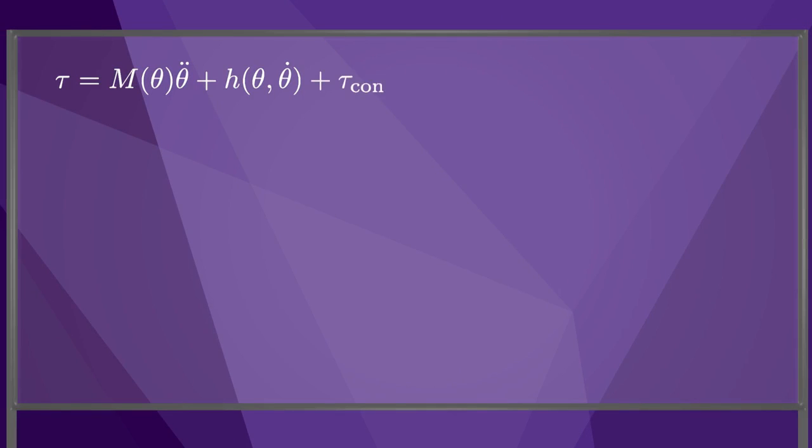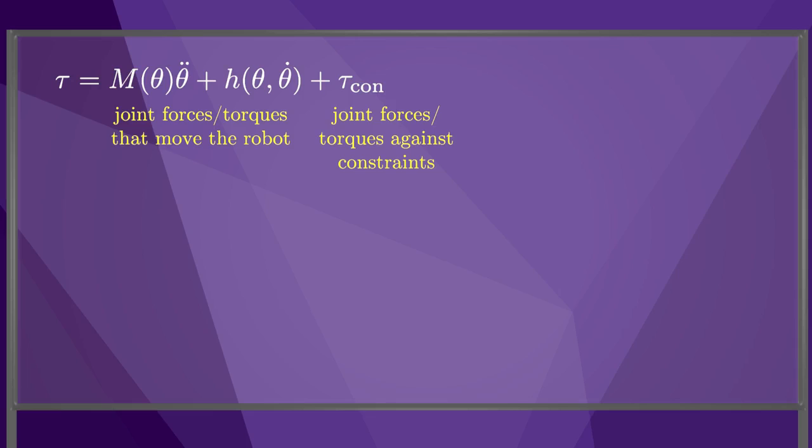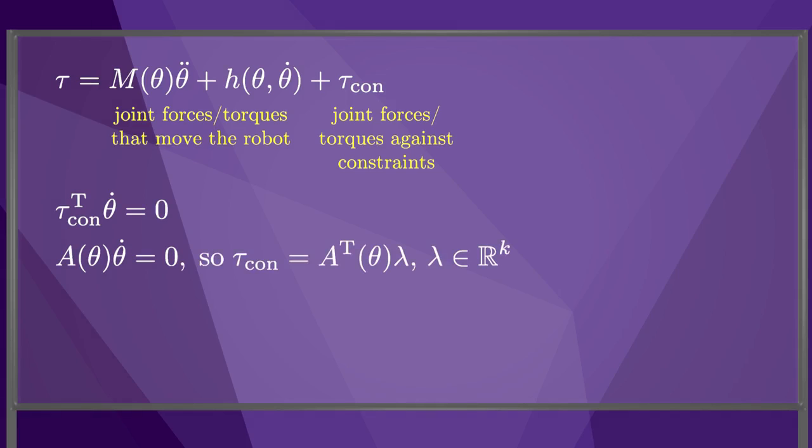With constraints, the robot joint forces and torques τ may include forces against the constraints, τ_con. Thus, the joint torques can be separated into components that move the robot and components that act against the constraints. Since the constraints are workless, the dot product of the torques against the constraints with the joint velocities must be 0. We also know that the velocity constraints have the form A θ dot = 0, so therefore the constraint torques must be a linear combination of the rows of A, where the k vector of coefficients λ is called the vector of Lagrange multipliers.